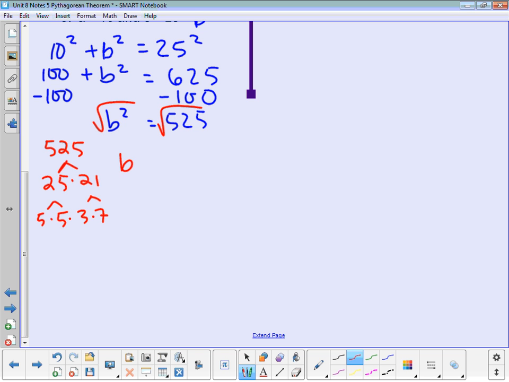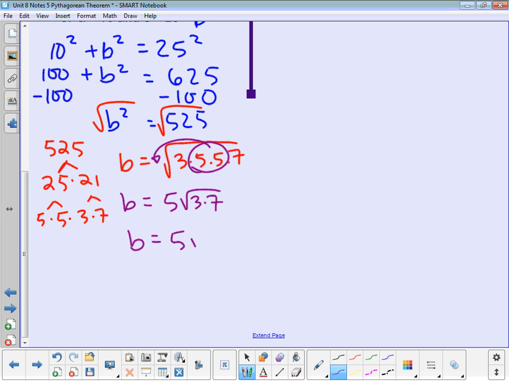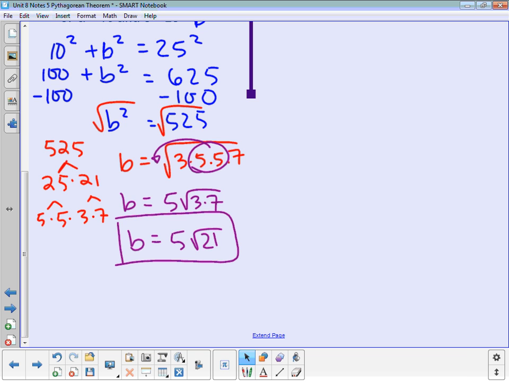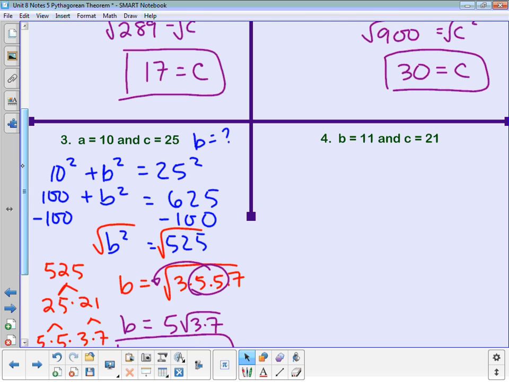So here I have b is equal to the square root of 3 times 5 times 5 times 7. And then taking out the pair, I can take out a 5. I get b equals 5 times the square root of 3 times 7. Or in other words, b is equal to 5 times the square root of 21. So that's my simplified radical there. I want you to go ahead and pause the video at this time and see if you can figure out number 4.